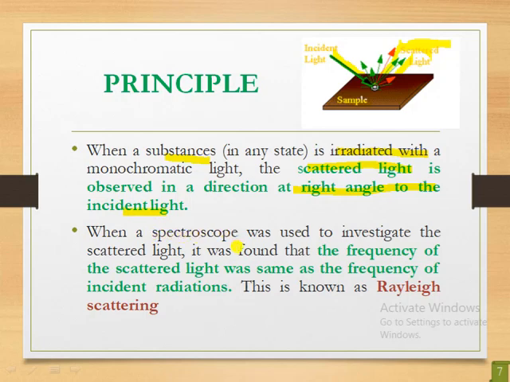And when we measure, or you can say investigate, the scattered light, it was found that the frequency of the scattered light was the same as the frequency of incident radiation. Both the frequencies will be the same. The frequency of scattered light is equal to the frequency of incident radiation, and this is known as Rayleigh scattering. When both the frequencies are the same, it's known as Rayleigh scattering.